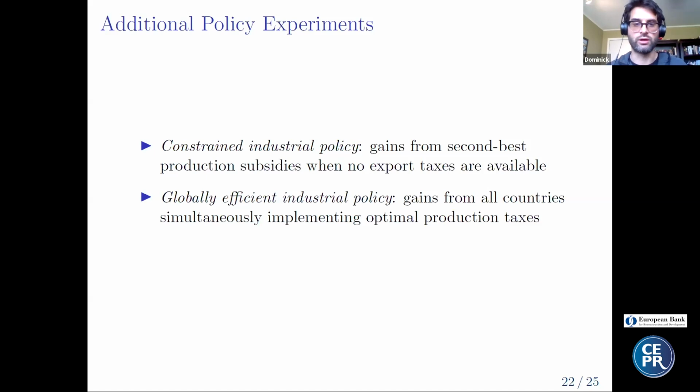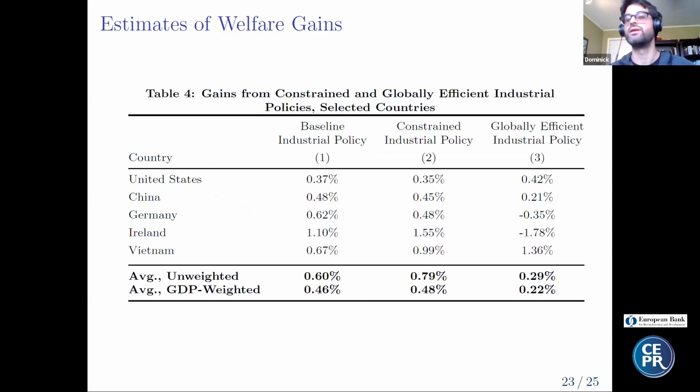And then we also look at what we call globally efficient industrial policy, gains from all countries simultaneously implementing the optimal production subsidies. And we see that the world as a whole being a closed economy, the average gains from globally efficient policy are on the whole rather small, because the world doesn't want that much more manufacturing, even if we can make it very cheaply.